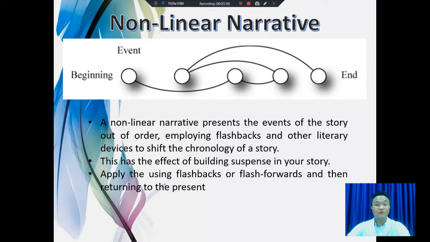So if you love to write a suspenseful story, this might be the technique that is good for you, using flashbacks or flash forwards and then returning to the present. They are moving everywhere in the timeline of the story. So let's look at the next one.